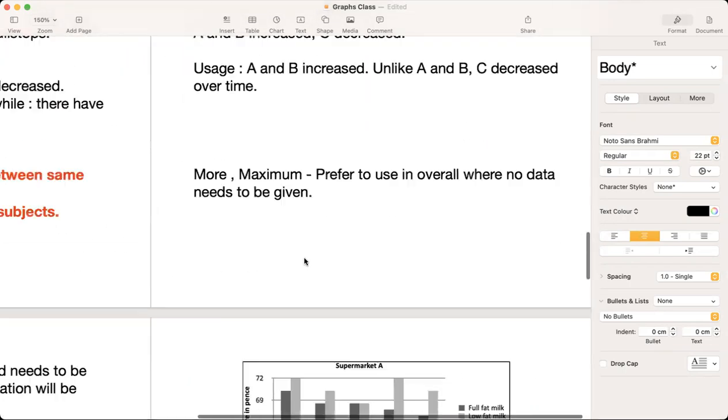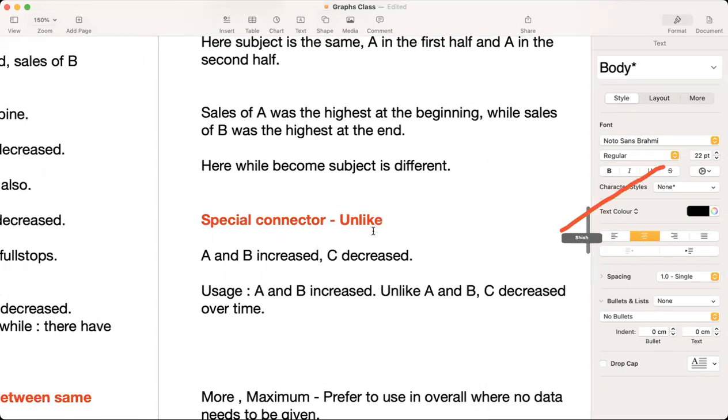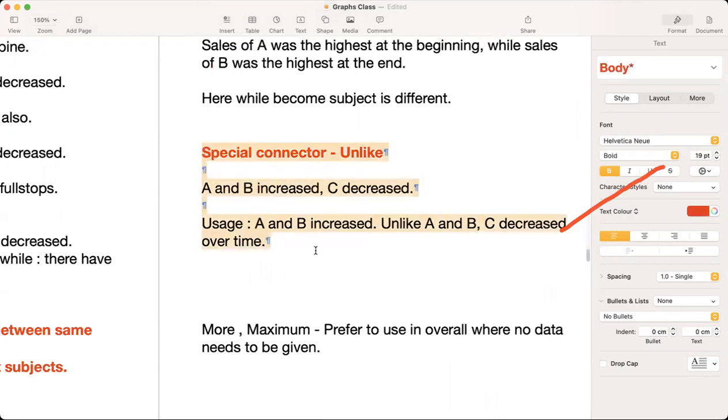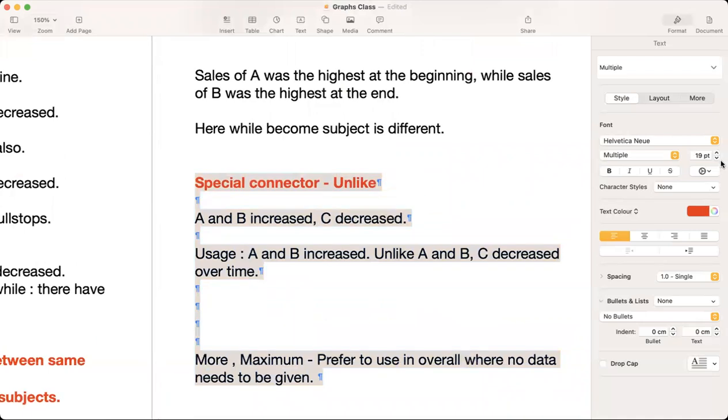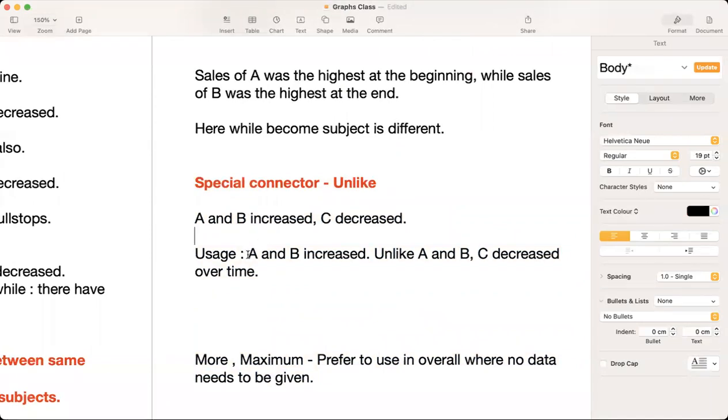Okay, so now I want to show you another connector that I like a lot. This is unlike. How do we use unlike? Let's imagine A and B increased and C decreased. So first you have written a paragraph, A and B increased. You have written about them. Then how do you use unlike? You use it like this. Unlike A and B, C decreased over time. Here you have to write the names of previous ones. For example, you've written A and B increased and it's over. Now you've talked about them.